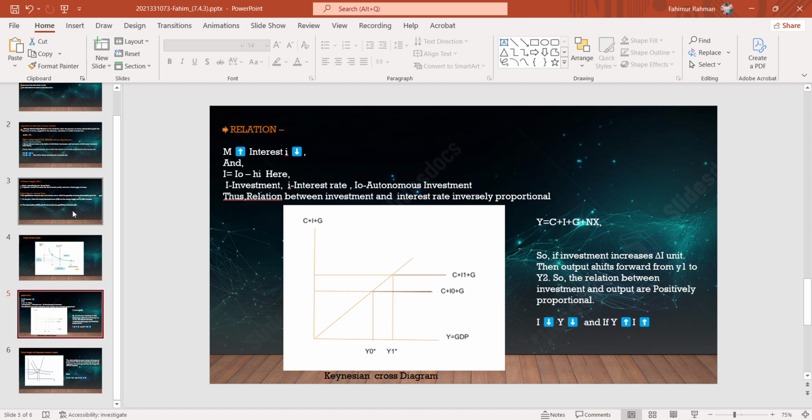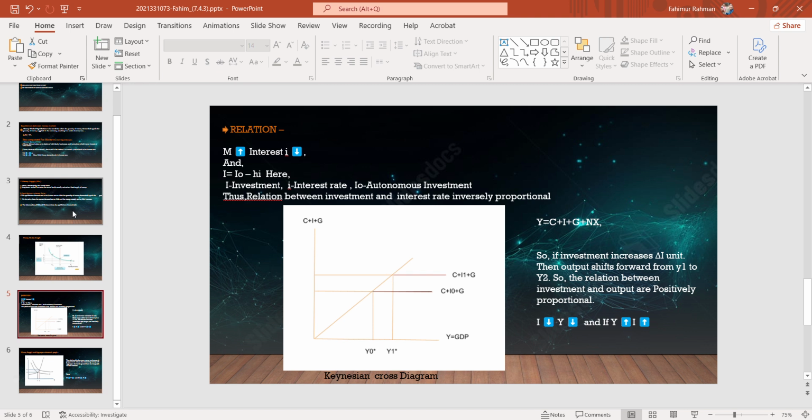So in the graph we see that when M is high, then the interest rate i is low. After that we'll say that I equals I naught minus h times i, where I is investment, i is the interest rate, and I naught is autonomous investment. So we can say that the relation between investment and interest rate is inversely proportional. How can we say that?